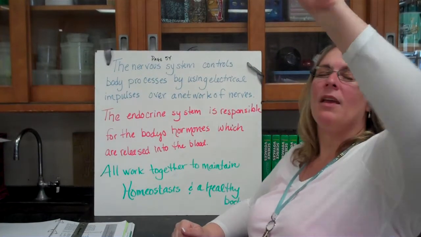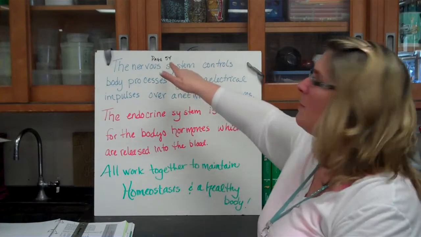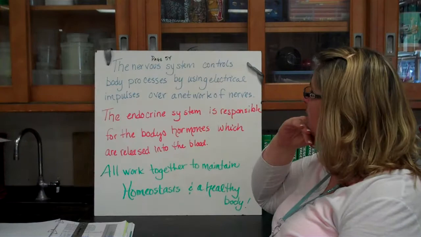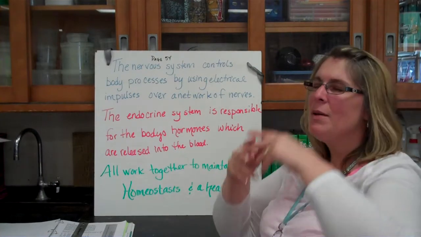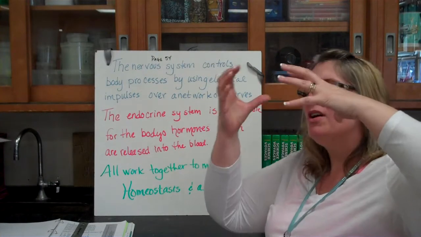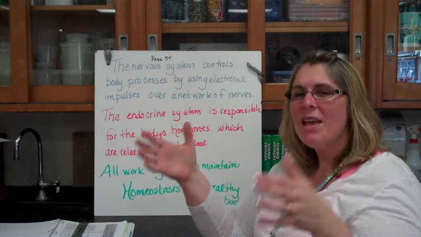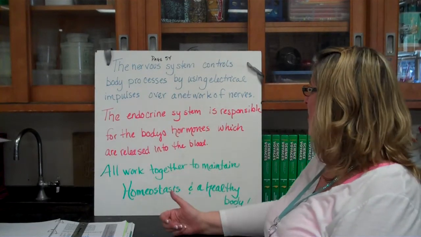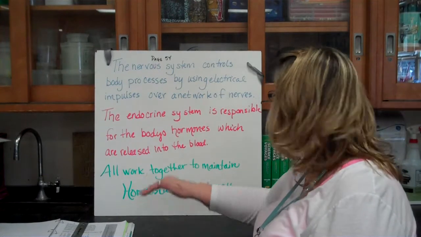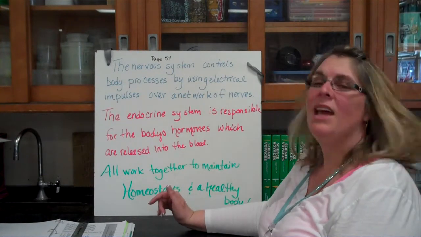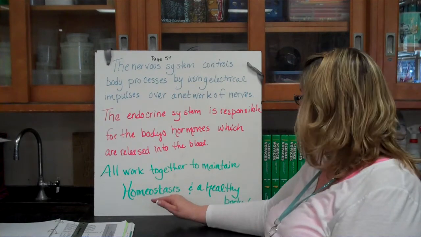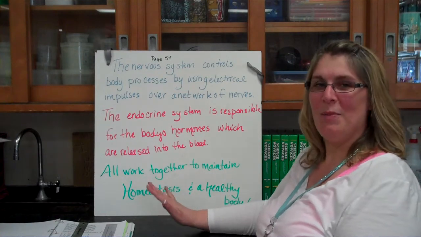The nervous system, think Phineas Gage, the nervous system on page 54, controls the body processes by using electrical impulses over a network of nerves. Think about what it did with the dopamine and the drugs and how it changed how everything worked. Think about all of those things we've done. The endocrine system is responsible for the body's hormones, which are released into the blood, and all of them work together to maintain what? Homeostasis and a healthy body.